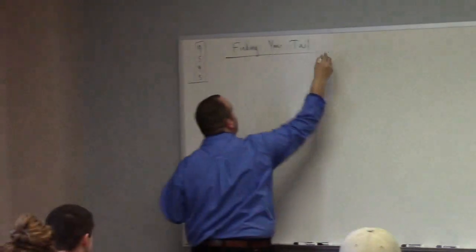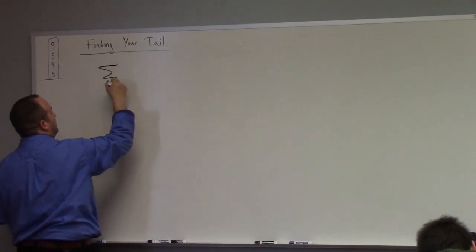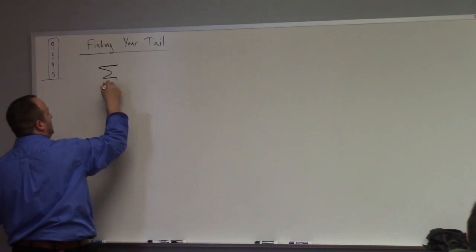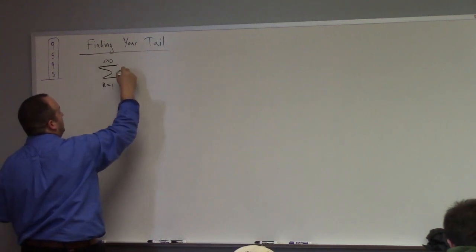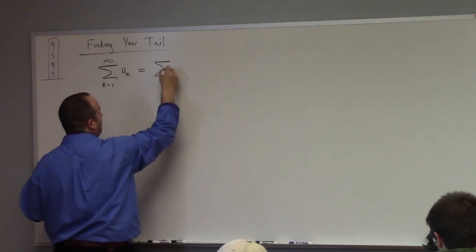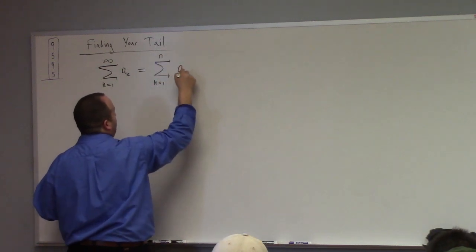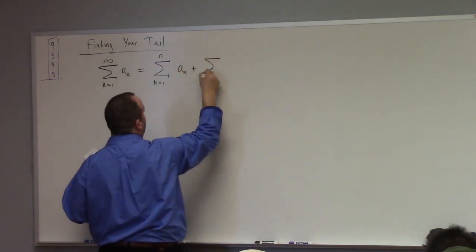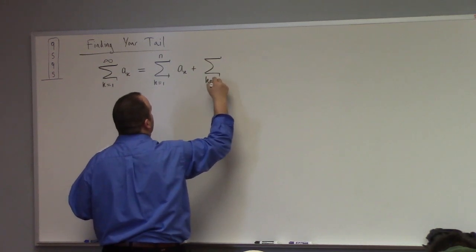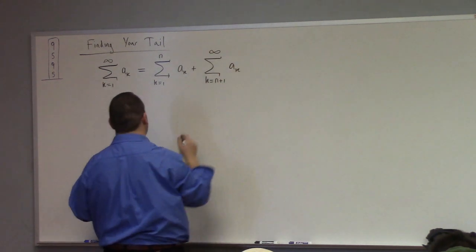Finding your tail. So the basic thing that we have neglected to give a name to so far is the tail. And so here it is. If we look at the sum k equals 1 to infinity of a sub k, we can break that into the sum k equals 1 to n of a sub k plus the sum k equals n plus 1 to infinity of a sub k.